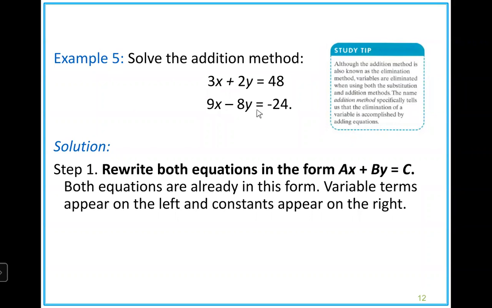All right. So what you have to do is see if you can find a number that you can multiply one of the equations by, or both, so that the coefficients of these two are the same, or the coefficients of these two are the same. So either the x's have the same coefficient or the y's have the same coefficient. Okay, so step 1 says rewrite both equations in the form ax plus by equals c. Now, they're already in that form in this case, so you don't have to rewrite them. They're already in the form that they ask you to write it in for the addition method. So the variables are on the left and the constant is on the right.